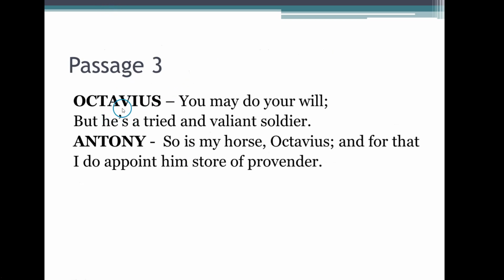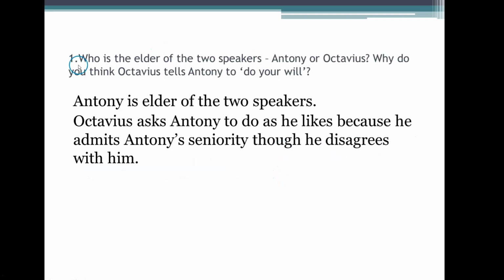Now passage 3. Octavius: You may do your will, but he is a tried and valiant soldier. Antony: So is my horse, Octavius, and for that I do appoint him store of provender. So who is the elder of the two speakers over here, Antony or Octavius? And why do you think Octavius tells Antony to do your will? So first question answer, Antony is the elder of the two speakers. So you can underline Antony. Second, why do you think Octavius tells Antony to do your will? Octavius asks Antony to do as he likes because he admits Antony's seniority.